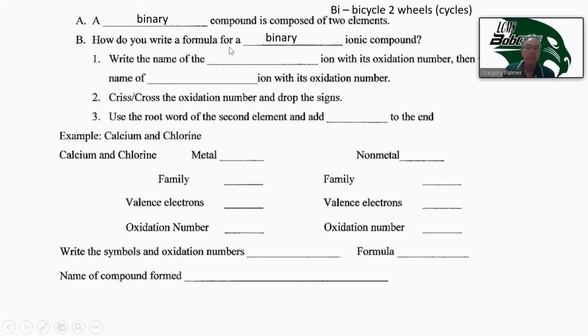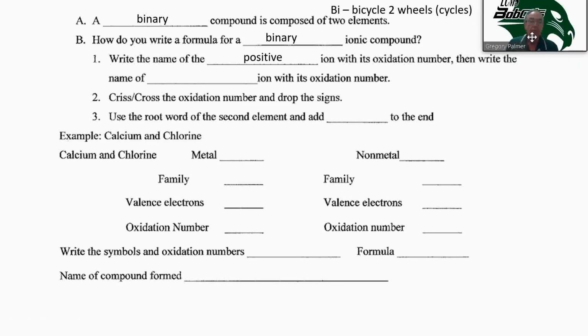So how do we write a binary ionic compound? We're going to write the name of the positive ion with its oxidation number first. Then we're going to write the name of the negative ion with its oxidation number. We're going to crisscross the oxidation numbers and drop the signs. We're going to use the root word for the second element and add IDE to the end. Now, this sounds more complicated than it is. We're going to go through an example, and it's easy peasy.